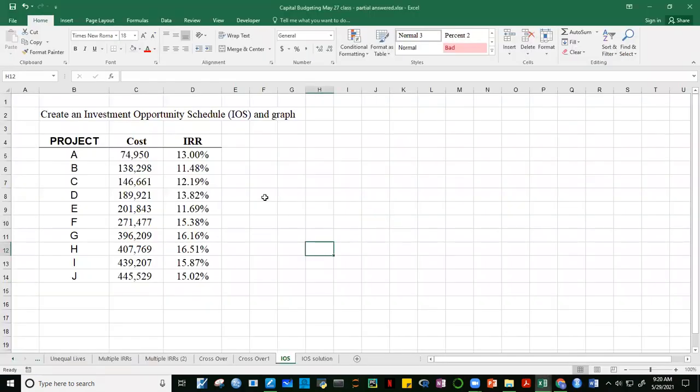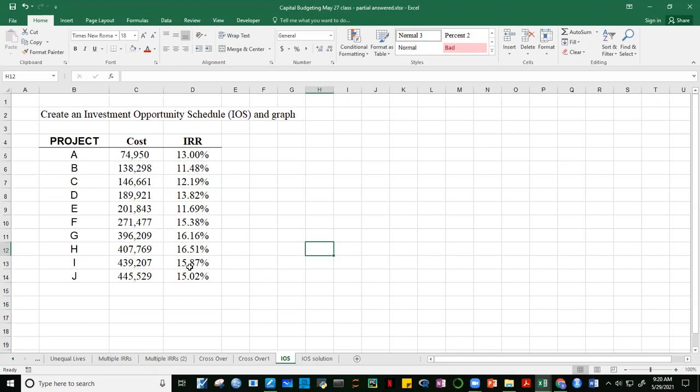Okay, so let's go here. Investment opportunity schedule. Suppose we have several projects, and let's assume they are mutually exclusive. When we say mutually exclusive, we mean that the projects can be chosen based on their IRRs. If the weighted average cost of capital of the company, for example, is 12%, we know that there are projects here that will not make it. For example, 11.48% will not make it because its IRR is only 11.48%. But the rest are acceptable.